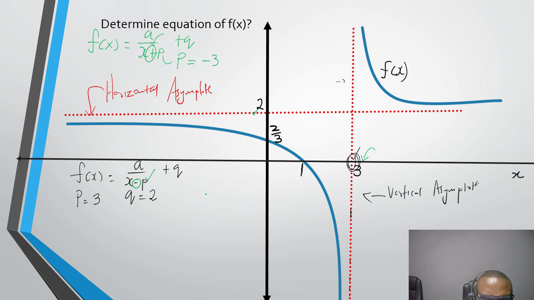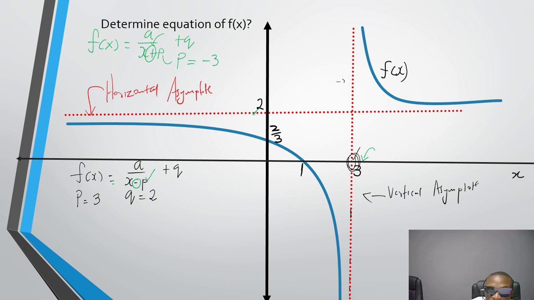So it was easy to find p and q. You can do this, guys. Finding p and q is simple. Remember, p has to do with the vertical asymptote, the x asymptote. Q has to do with the horizontal asymptote, the y asymptote.